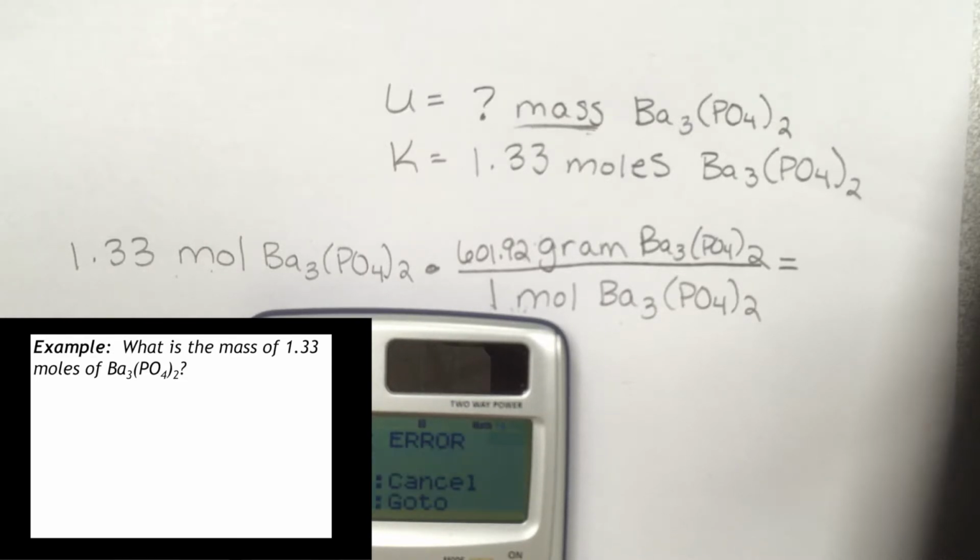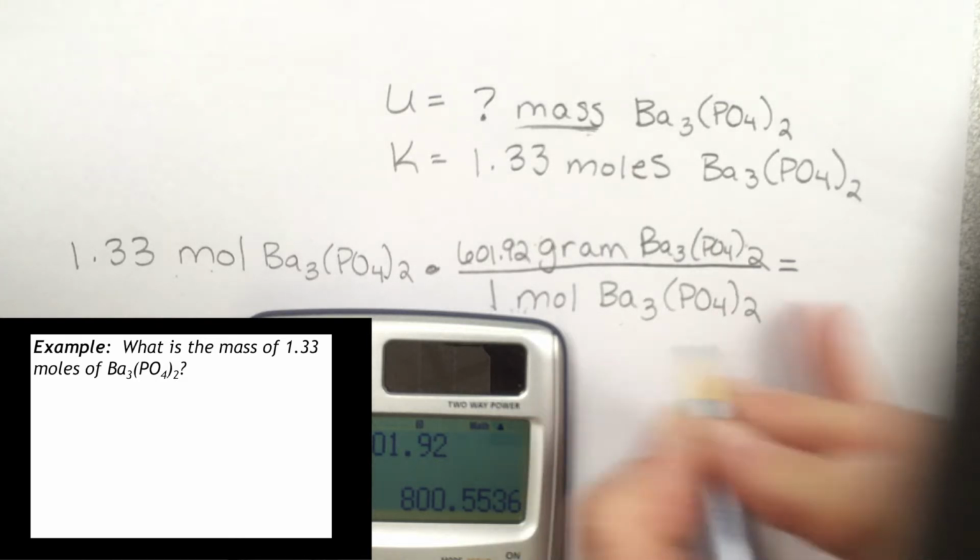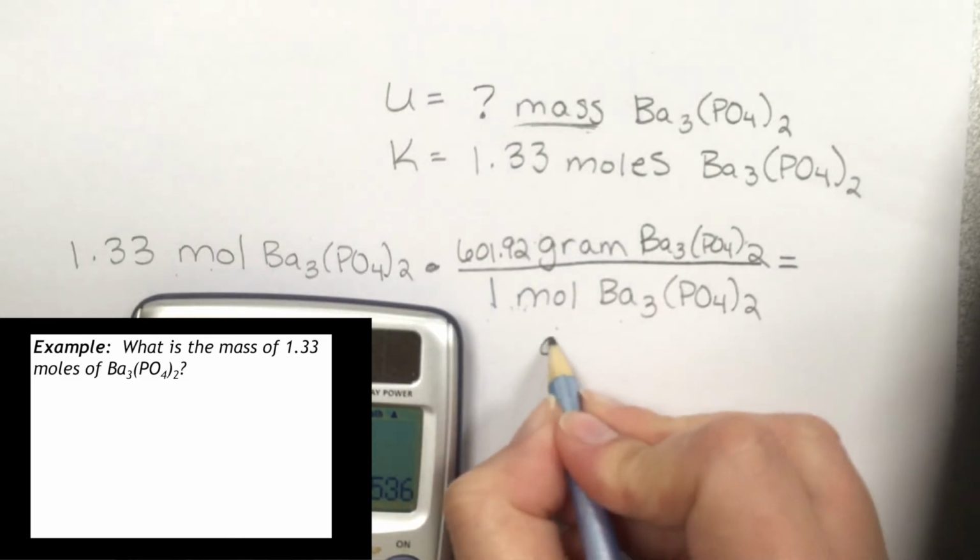601.92. And I have an error. 1.33 times 601. Oh, that's what I did. Delete, delete. I'm putting a decimal instead of 1. 601.92. Okay, now it's happy. So the answer is 800.